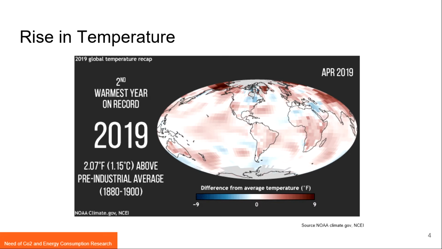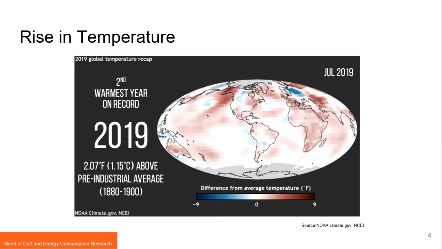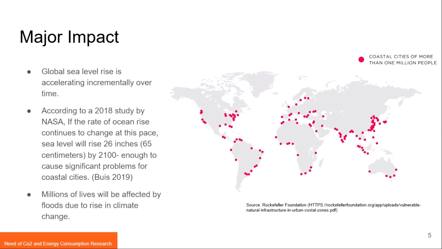The rise in temperature has several consequences. One of its major impacts is the rise in global sea level. According to NASA, a rise of sea level by 26 inches by 2100 will cause significant problems in coastal areas. In the right figure of the world map, the dotted points represent coastal cities of more than 1 million people. So, due to the rise in sea level, it will affect millions of lives due to floods and climate change.